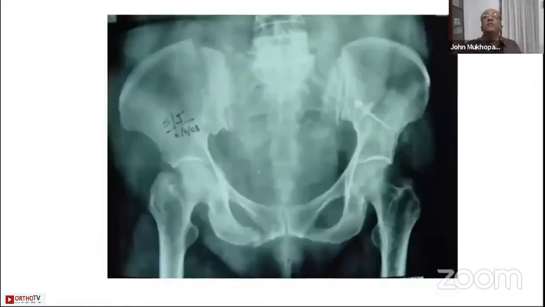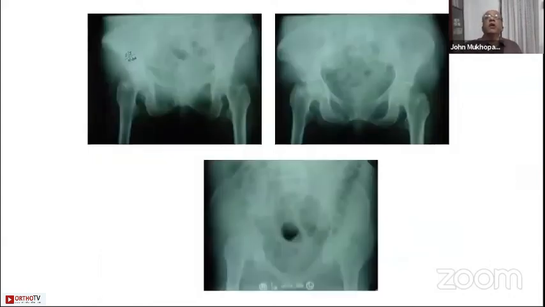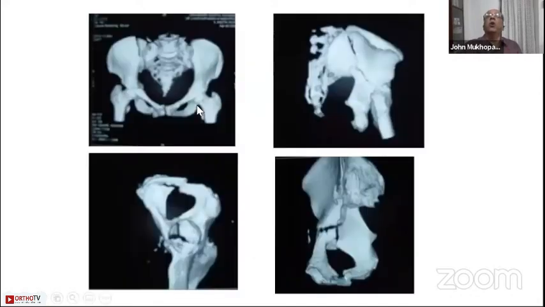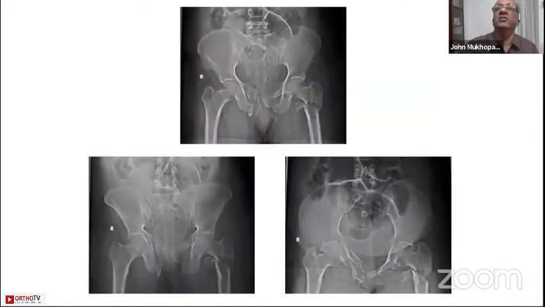Here's an elderly patient who first presented to me with this X-ray. This is some years ago. And then we got the inlet and outlet views, and that's what it showed. But eventually it's the CT that really showed us that there was involvement here, but there was also involvement like a crescent fracture on the opposite side. And she also had an acetabular fracture on the same side. So these details are difficult to make out on conventional X-rays.